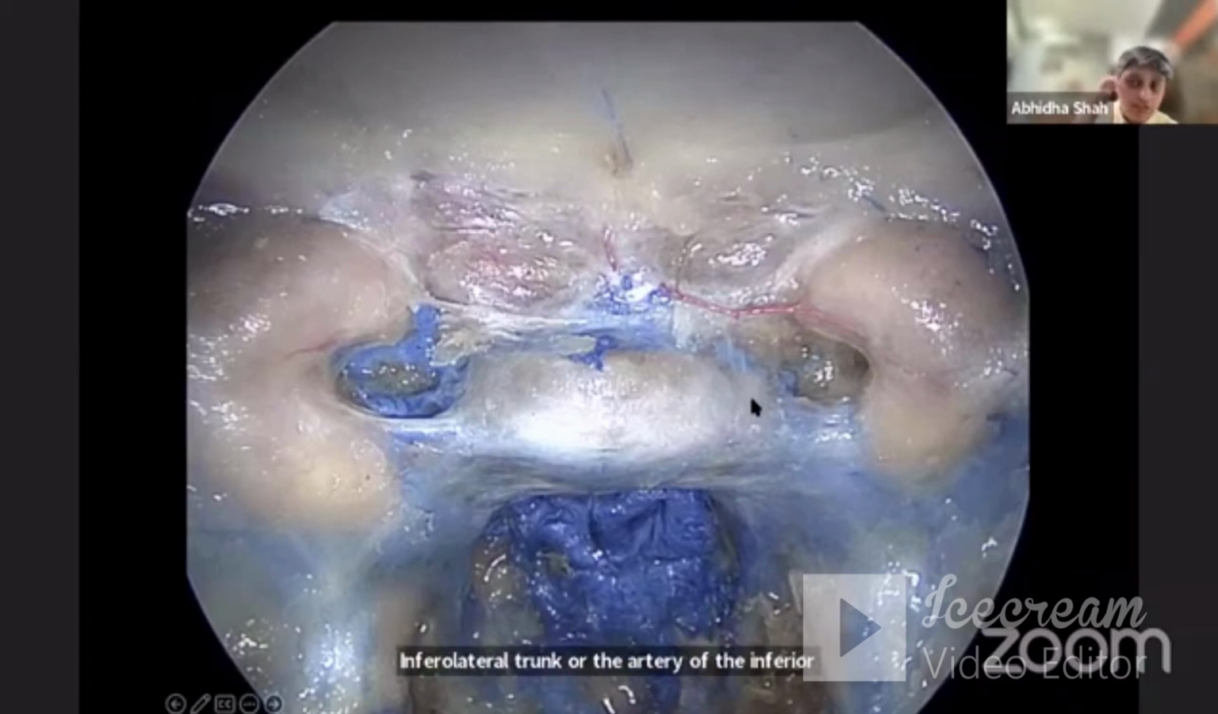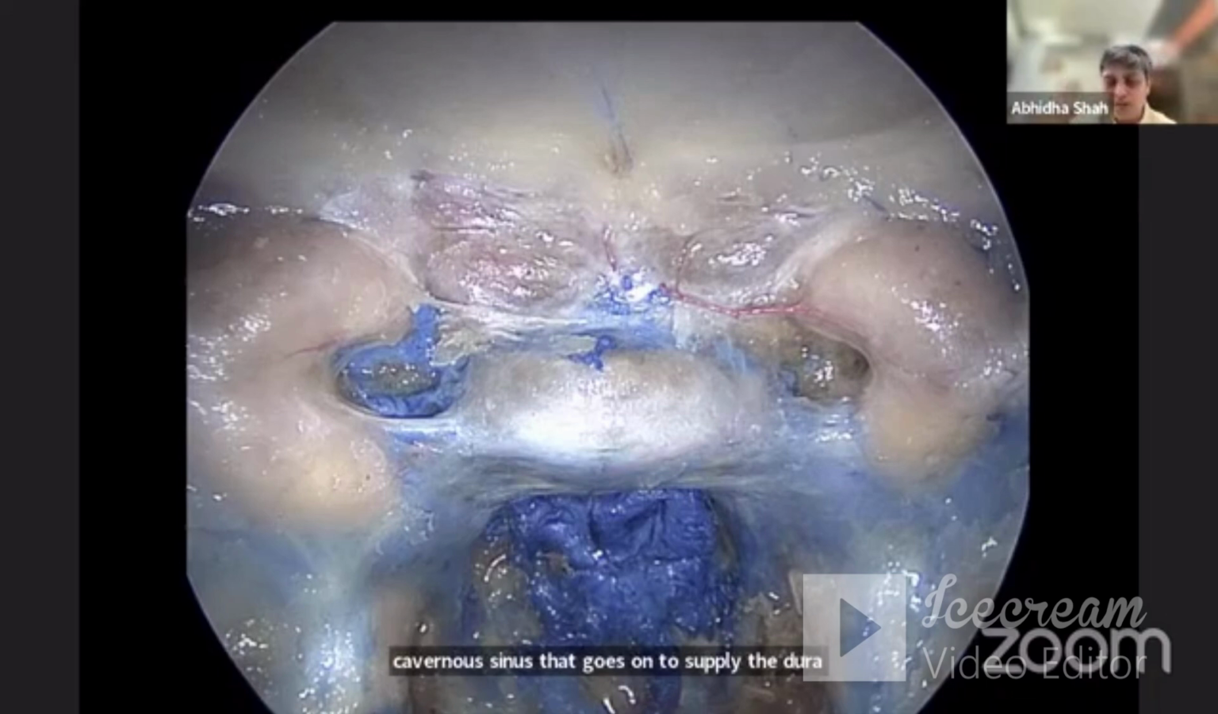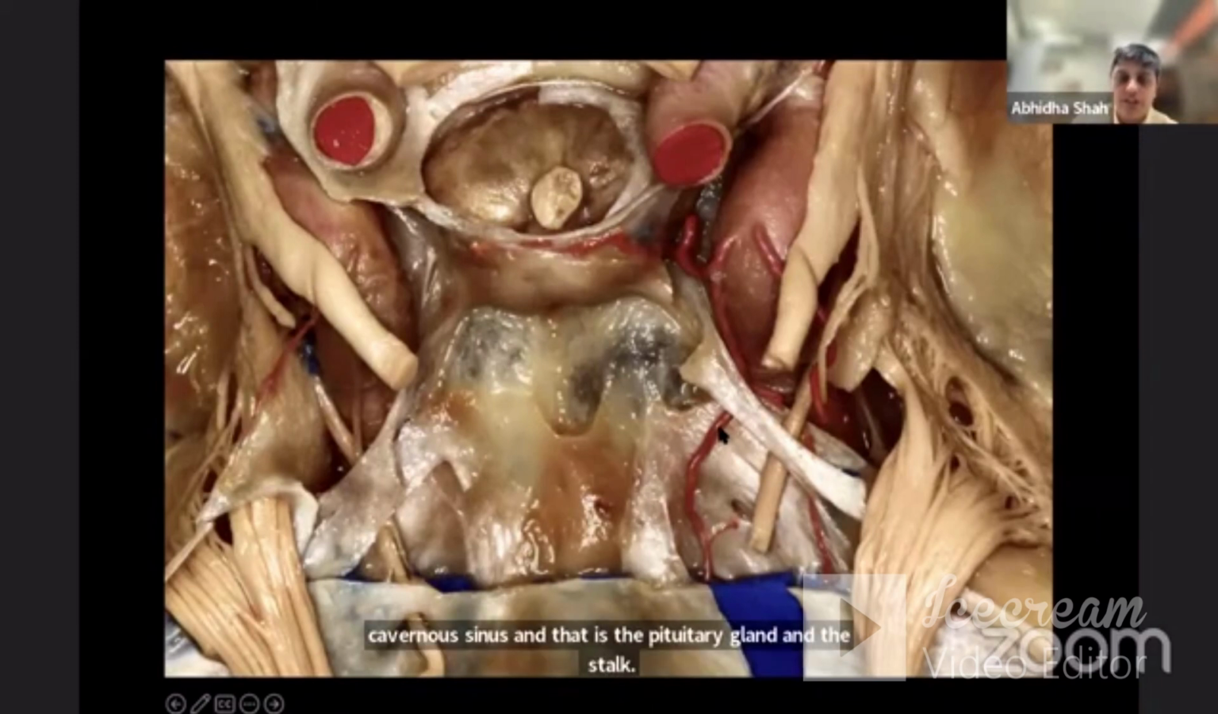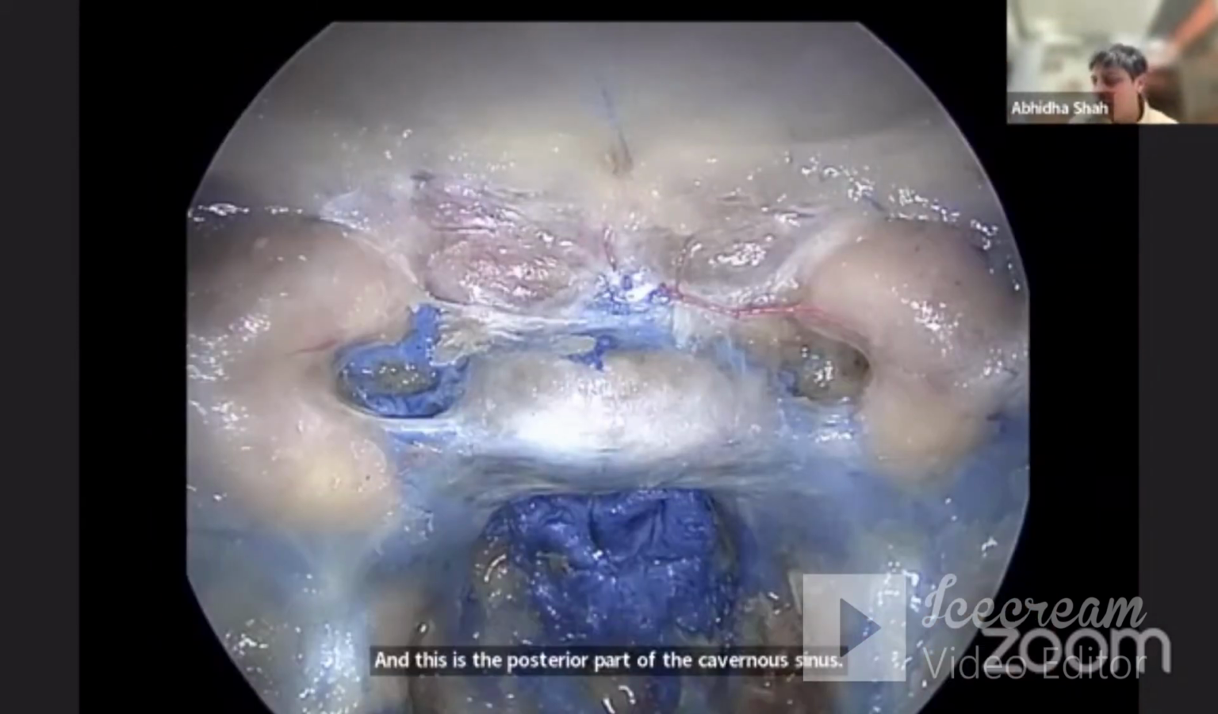Now we were seeing all these from a microscopic perspective. So we have seen the entire cavernous sinus from a microscopic perspective, where you saw the roof, the lateral part of the cavernous sinus, the posterior wall of the cavernous sinus. You saw the contents of the cavernous sinus, that is the carotid and the sixth cranial nerve, and then the medial relation of the carotid of the cavernous sinus, and that is the pituitary gland and the stalk. And this is the posterior part of the cavernous sinus. If you look at it from an endoscopic perspective, then this is what you will see.